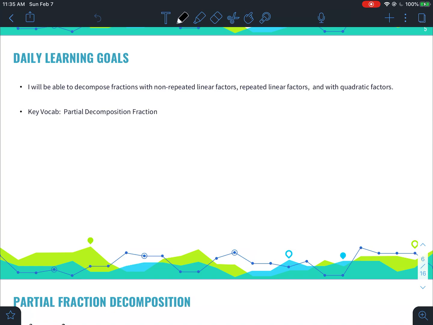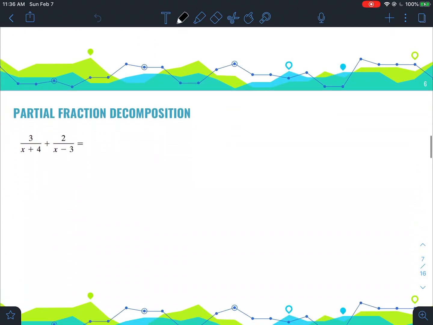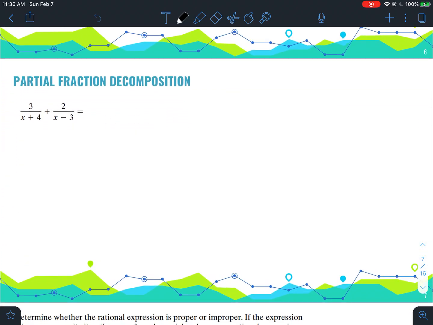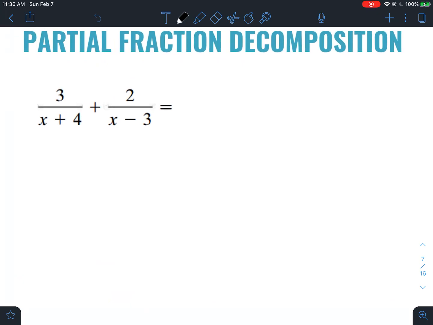So today we are going to talk about how to take a rational expression, so a fraction that has a polynomial in the numerator and a polynomial in the denominator, and how to break it up into two fractions or three fractions or four fractions that would have been added together or subtracted to make the original fraction. We call this process decomposing fractions, so a partial fraction decomposition.